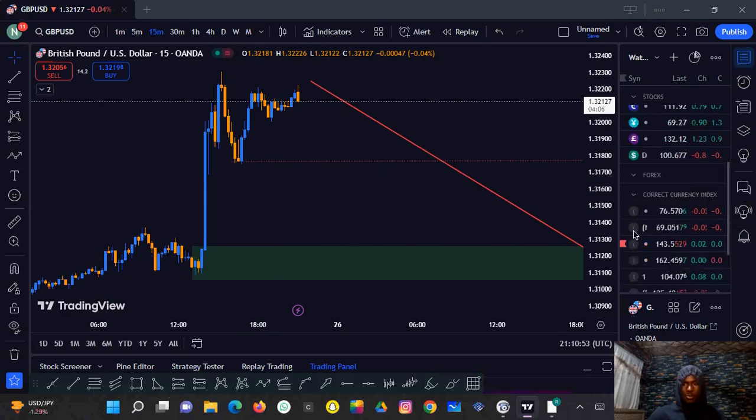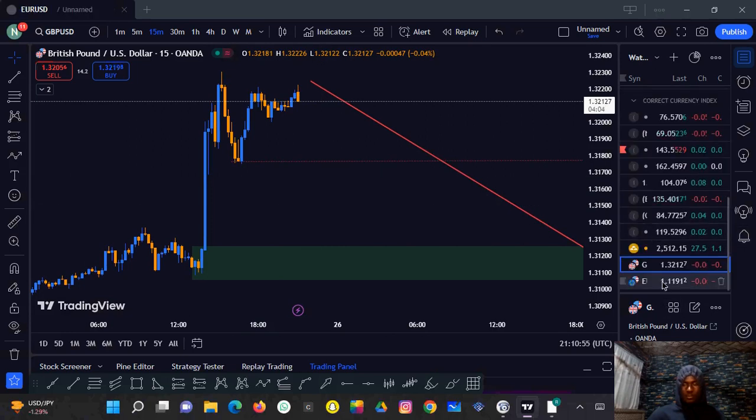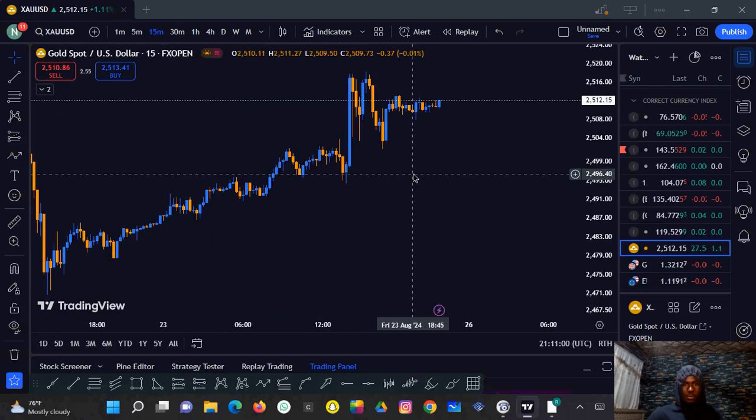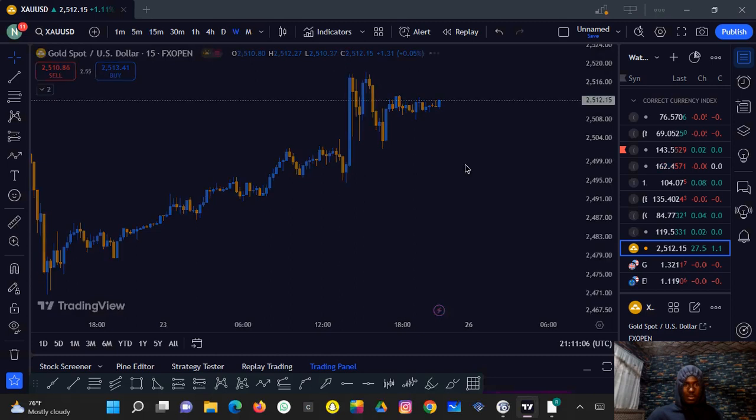Let me go to my favorite now. It's my favorite pair, which is gold. Gold is also having the same bullish movement. So what am I looking out for? I'm also looking out for a bullish move. And let me go down to the daily time frame.